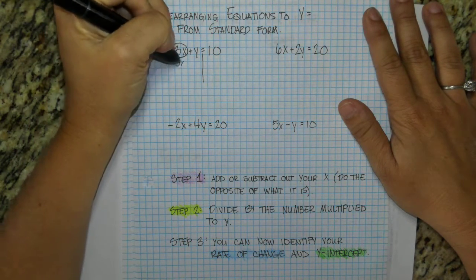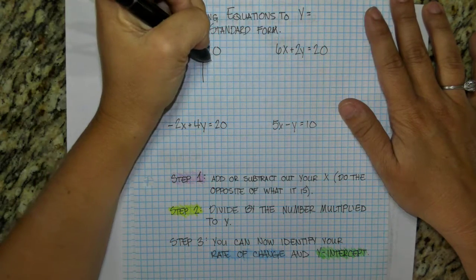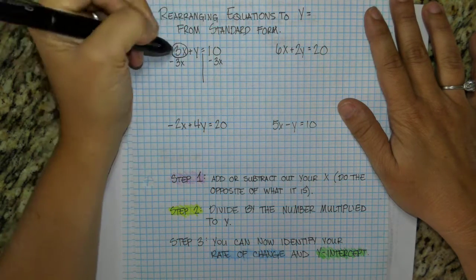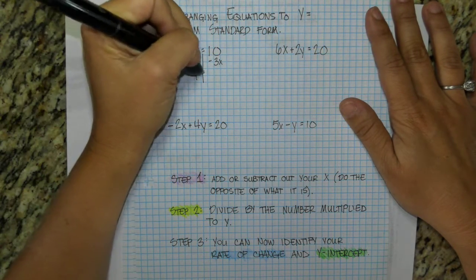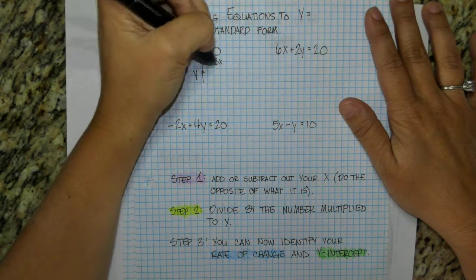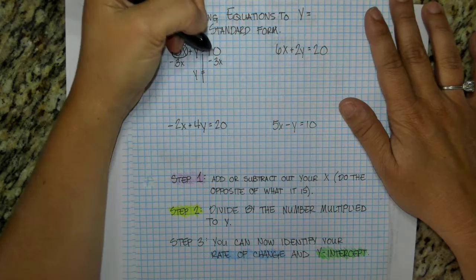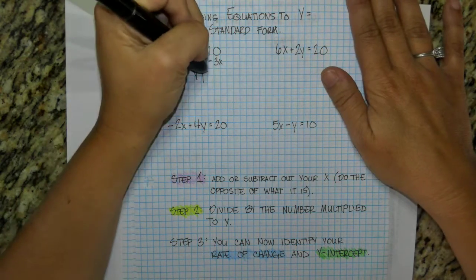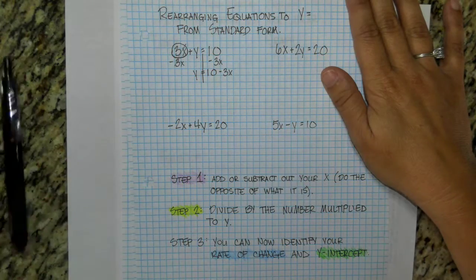I'm going to subtract out because it was a positive, and so to get it to 0, I need to subtract it out, and then I subtract it out over here. Cancels that out, that's gone, and now I'm left with y equals 10 minus 3x. I can't do 10 minus 3 because those are not the same term. One is multiplied to an x and one is not, so I've got to keep them separate. They cannot be simplified.